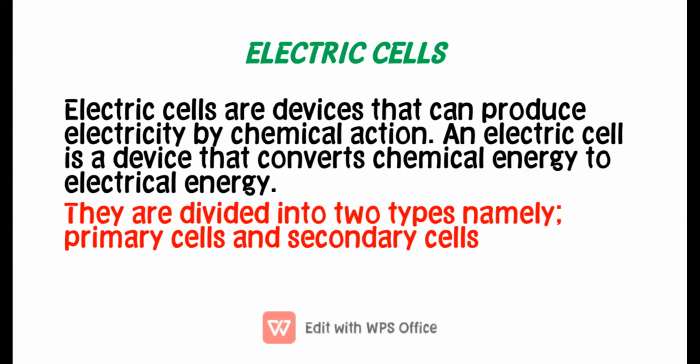So the difference, I think I've given you a little difference between a battery and a cell. A battery, we believe, is a collection of cells. If we add cells together, we come up with a battery. So we have two types. We have primary cells and secondary cells. But what is a primary cell and what is a secondary cell is now what we are going to look at.